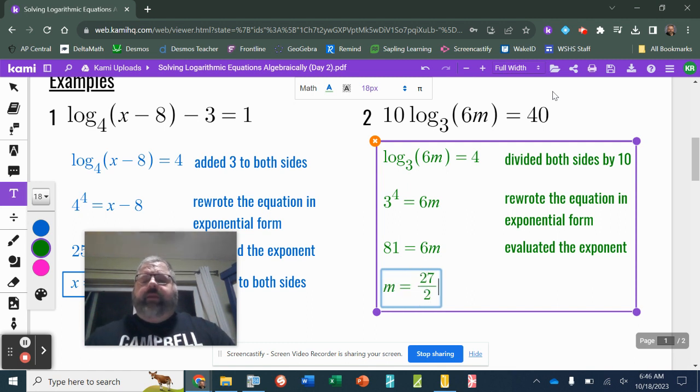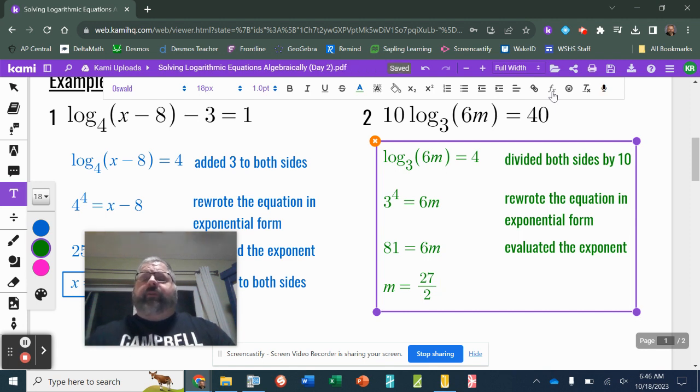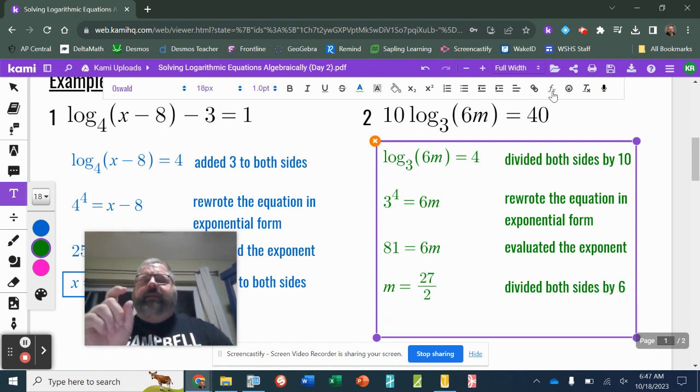M equals. Now, some of you may have been saying, in the first one and in this one, the variable was on the other side. It is okay. In an equation, I can switch the two sides around as long as I keep everything the same. All signs have to go with them and everything else. So here we just divided both sides by 6.